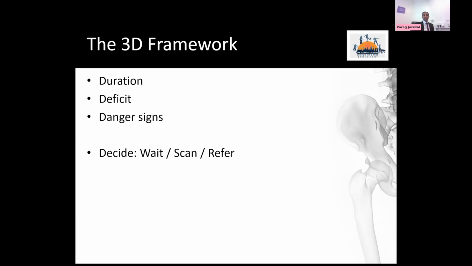So I quite like the 3D framework when you're presented with a patient with a hip or knee problem, or in anything really. And the 3Ds are duration, deficit, and any danger signs. So duration, obviously, if it's acute, it's difficult to examine the knee, or the hip, and this is when a period of standard RICE procedures, rest, elevation, ice, getting the acute swelling and pain down, and then reassessment would be good.